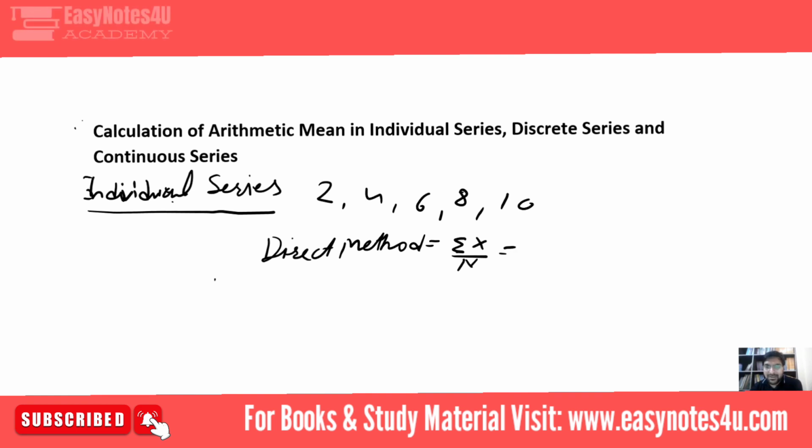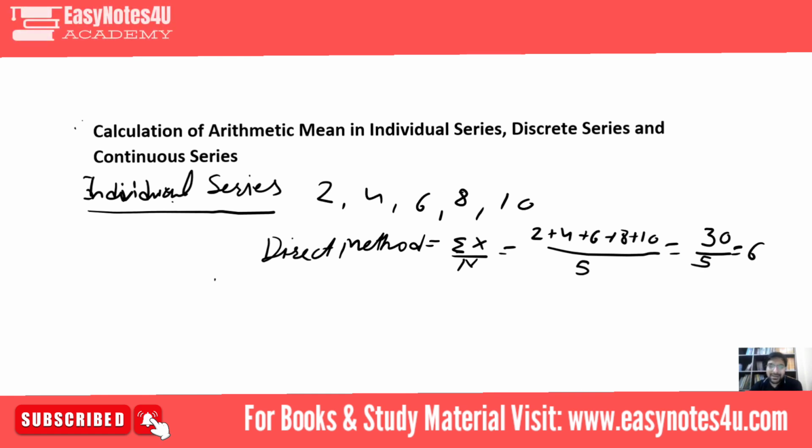Summation x means adding all the values: 2 plus 4 plus 6 plus 8 plus 10, divided by the total number of items or observations: 1, 2, 3, 4, 5. Total is 5. So what will be the total of these? 30, divided by 5. So the mean will be 6. So this is the direct method.